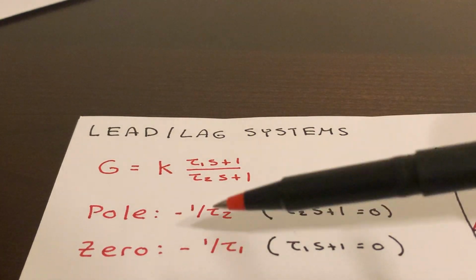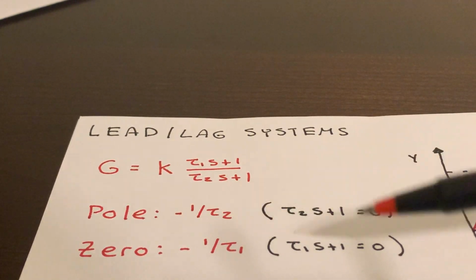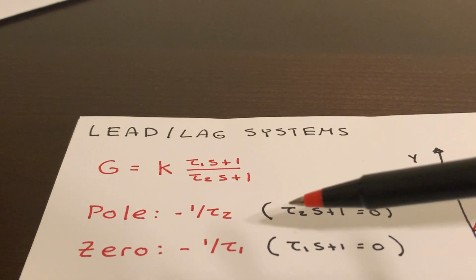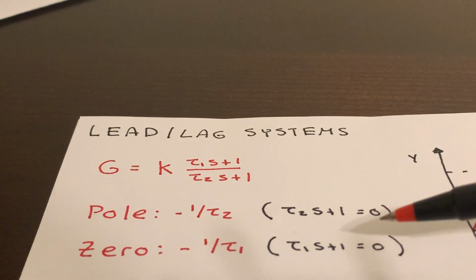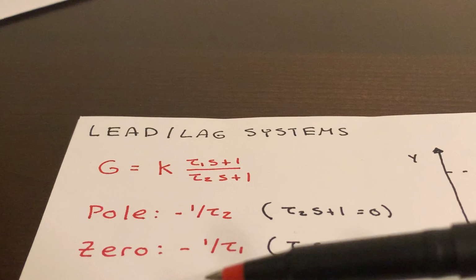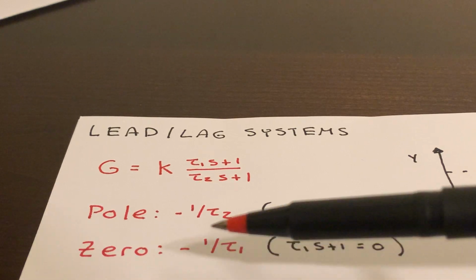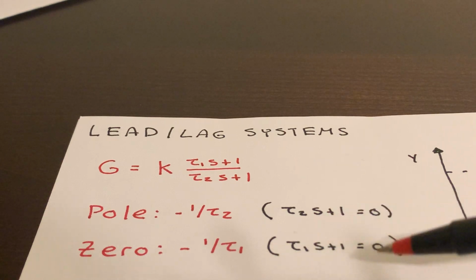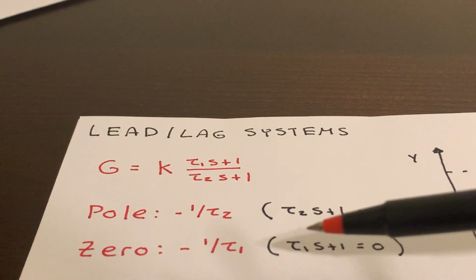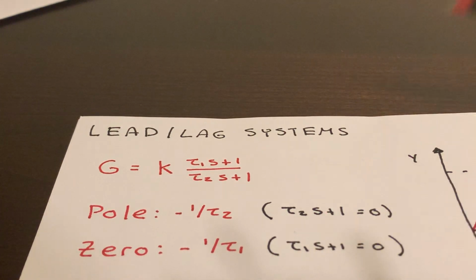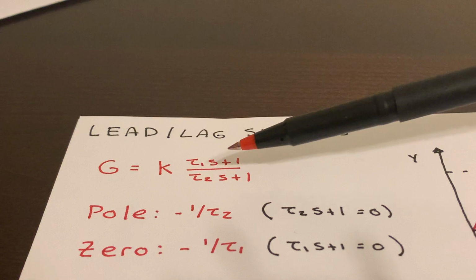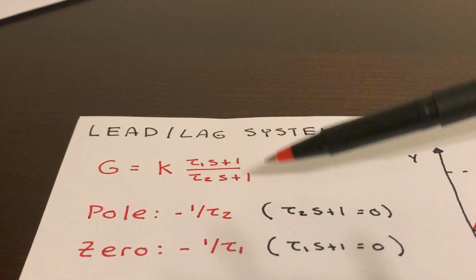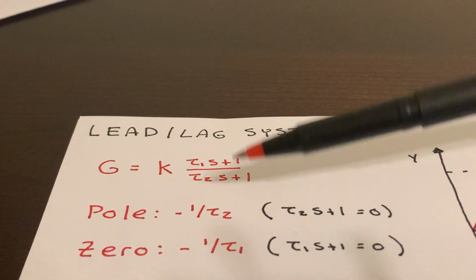Our pole is minus 1 over tau 2, and we get this from solving the equation tau 2 s plus 1 equals 0. Likewise, we have one zero, which is minus 1 over tau 1, obtained by solving the numerator polynomial, tau 1 s plus 1 equals 0. Now, whenever the order of the numerator is equal to the order of the denominator, we have to worry about a non-zero initial condition.